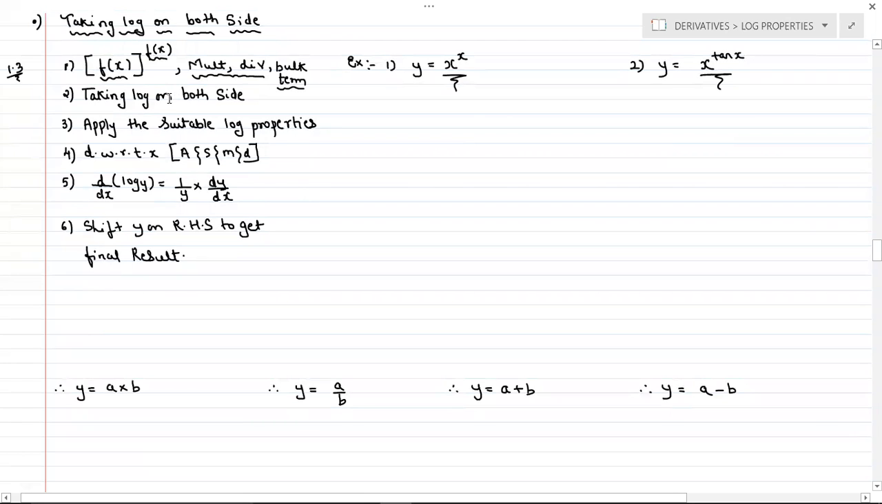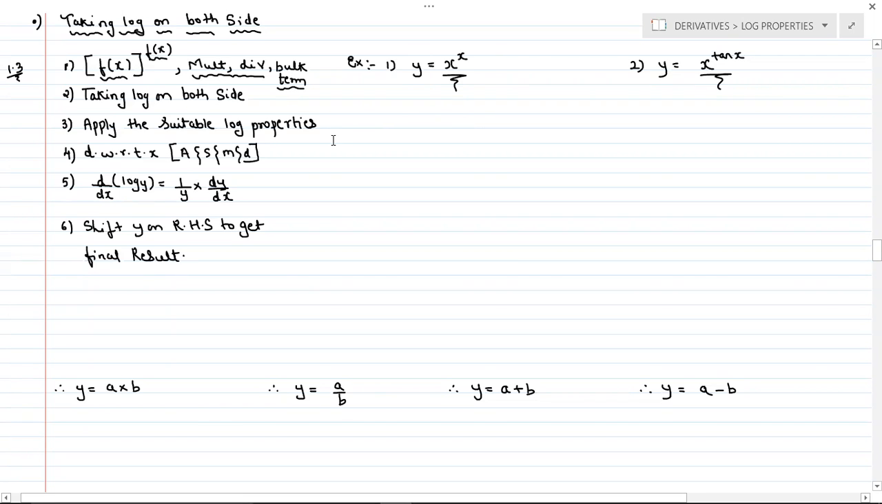Very simple concept. Whenever you see function raised to function, or multiplication and division between the terms, or else a bulk term. Okay, so these are the examples.